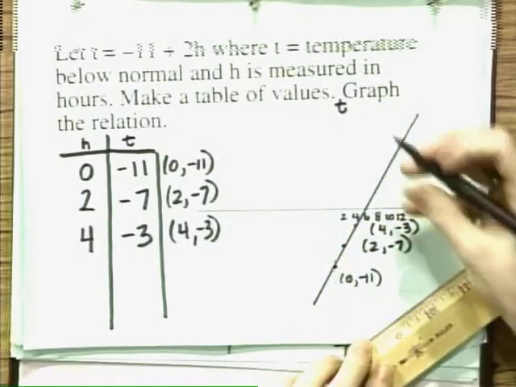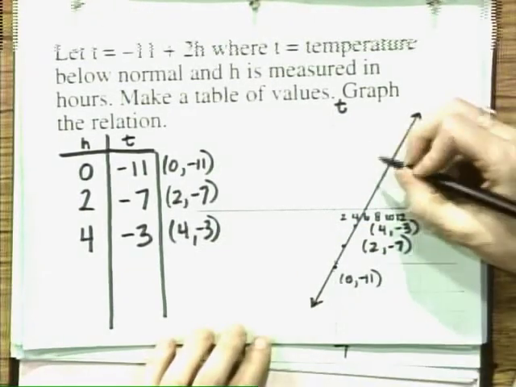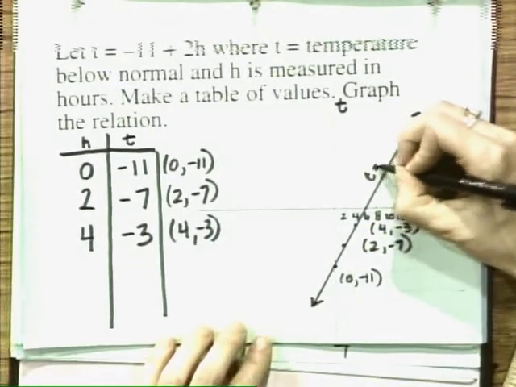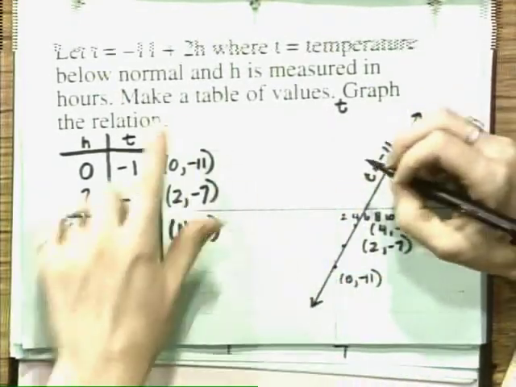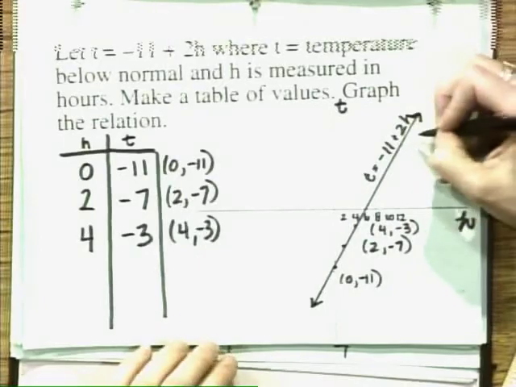And see how they all lined up? Wasn't that great? That's always important. And it's good to label our line. Okay, T equals negative, this is the name of our line. My name is Julia, and its name is T equals negative 11 plus 2H.